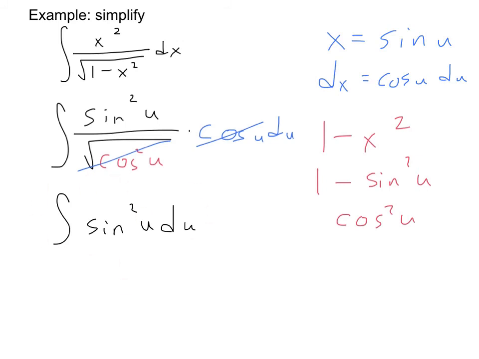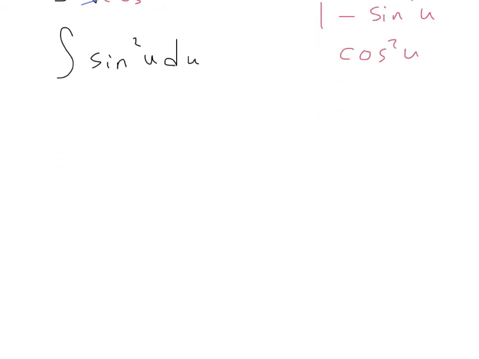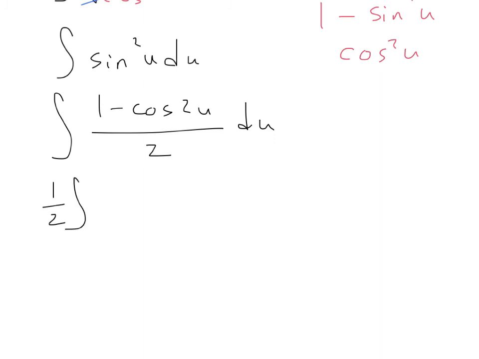So I hope you guys remember how to do sine squared u. Definitely, work through that on your own. Practice that and then come back. So sine squared u, we accomplish that by doing power reduction. We do 1 minus cosine 2u over 2 du. So we can bring the 1/2 out front. 1/2 the integral of 1 minus cosine 2u du.